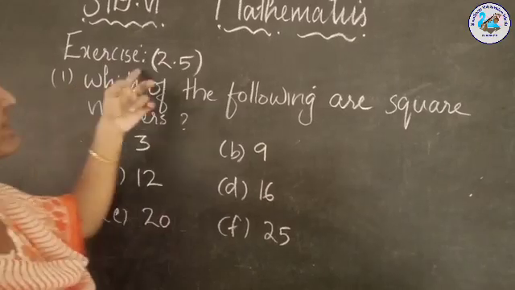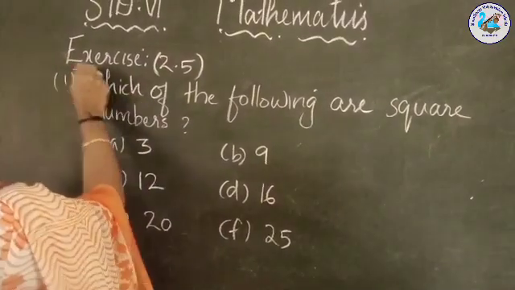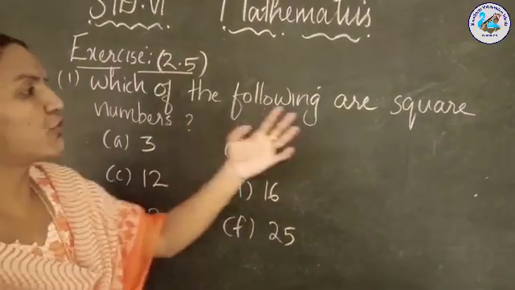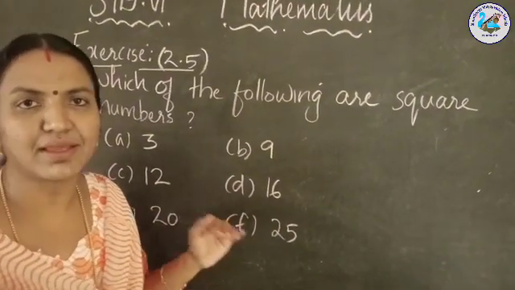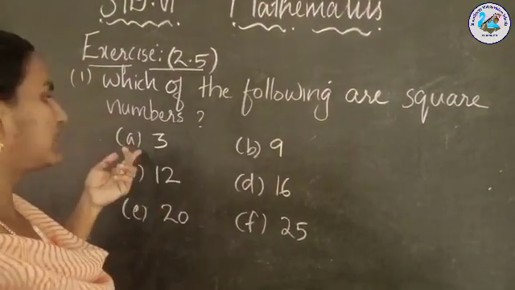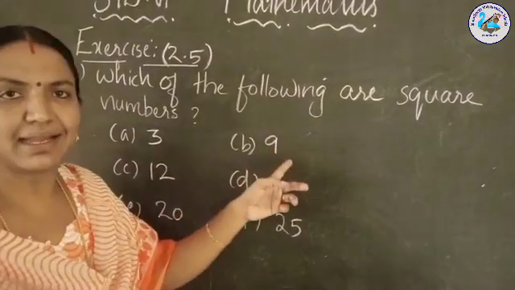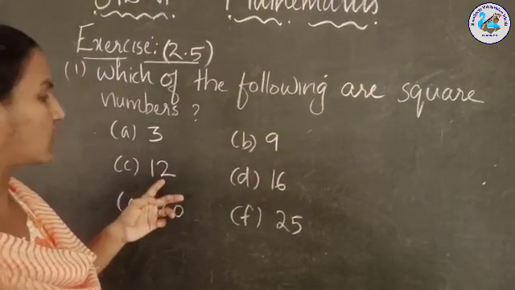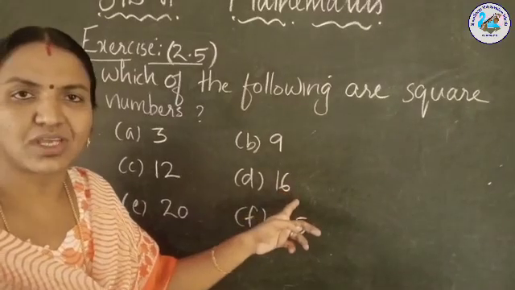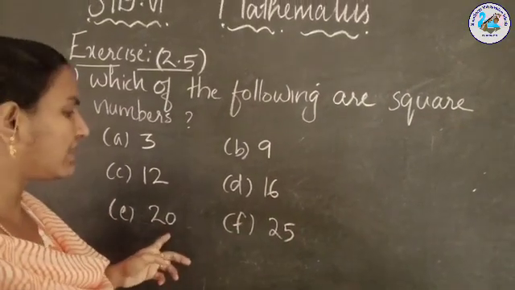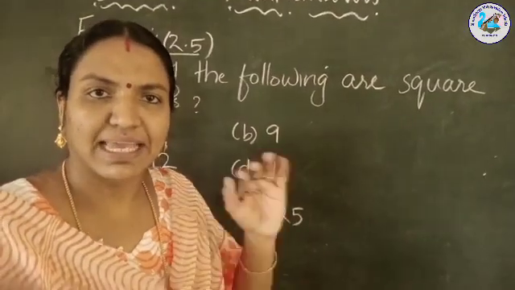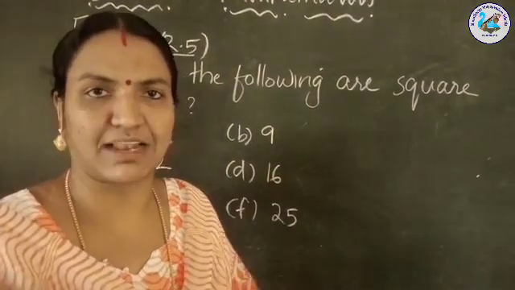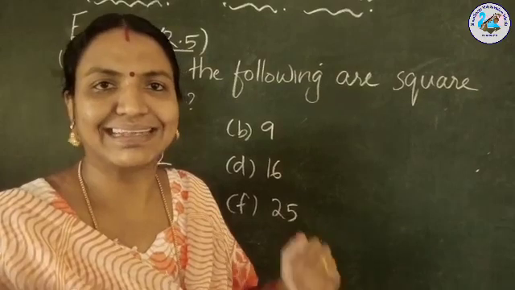Move on to exercise problems. First problem from exercise 2.5. Which of the following are square numbers? Some numbers are given. We have to find the square numbers. Option A 3, option B 9, option C 12, option D 16, option E 20 and option F 25. Square numbers means a number is multiplied by itself.